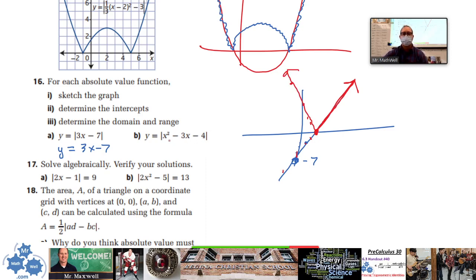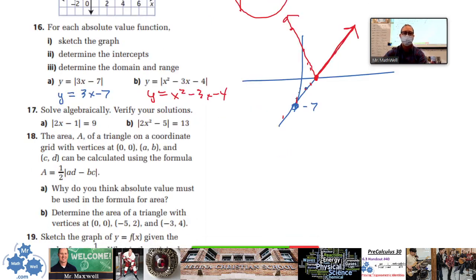And same thing with this. Sketch this graph first, and then go ahead and flip it up. Okay? You can find x-intercepts, y-intercepts, all that good stuff. Sketch, and then make sure that all the negative values are flipped up.